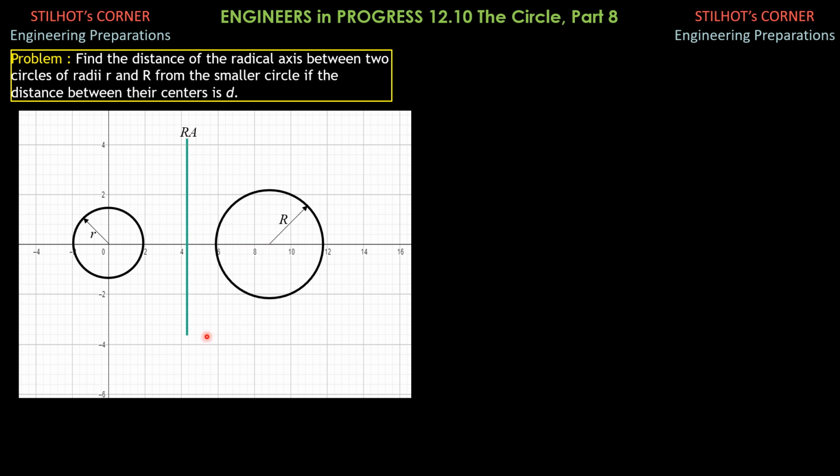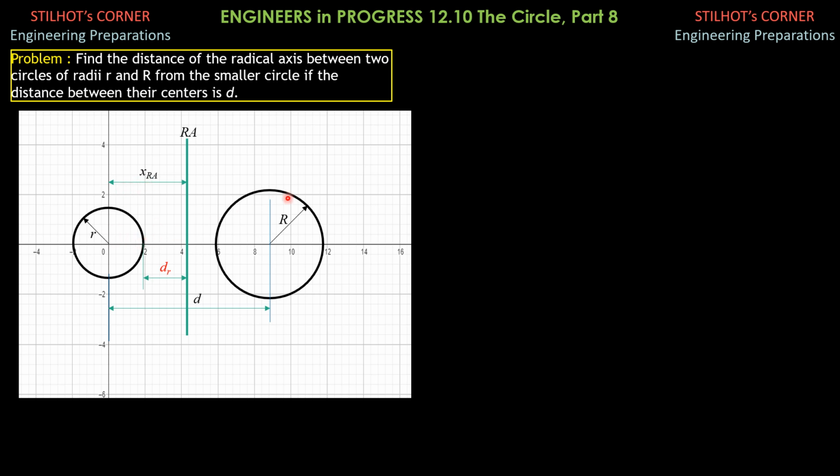This is the radical axis, which is closer to the bigger circle, and I'll call that x sub ra, the distance of the radical axis from the center of the smaller circle. The distance between their centers is small d, and this is the required distance. I'll call this d sub small r. So from the figure, d sub small r is the distance of the radical axis from the center, which is x sub ra minus the radius of the smaller circle.